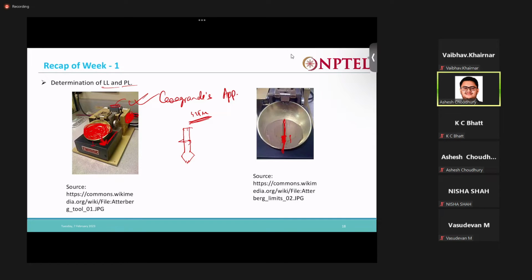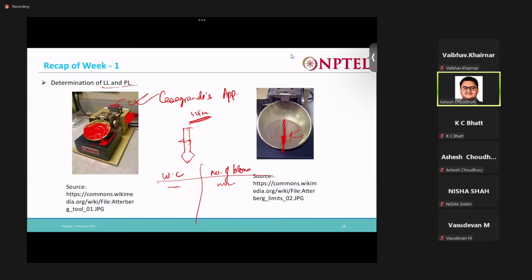So after this particular amount of soil has come close to each other, what we do is note down the number of blows. So here we have the water content and the number of blows. Then you take out this soil from the cup. After taking out, you take some representative amount of soil and put it into the oven to find out the water content. So you will get some water content and some number of blows.